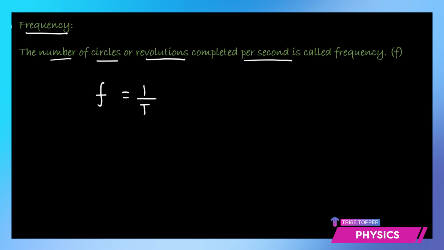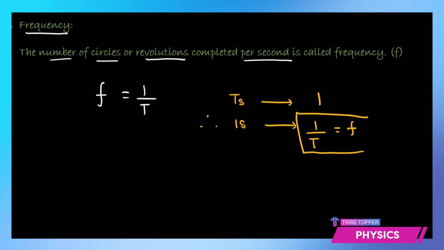Now, how do I get that? See, we say that in T seconds, the number of oscillations is 1. Therefore, in 1 second, the number of oscillations would be 1 by T. And this number of oscillations in 1 second, which is 1 by T, is actually the frequency. Therefore, f is equal to 1 by T. And it's very obvious they'll be inversely related. If it takes more time to complete one revolution, you will obviously have a lesser number of revolutions per second. The unit of frequency is hertz, while that of time period is obviously seconds.